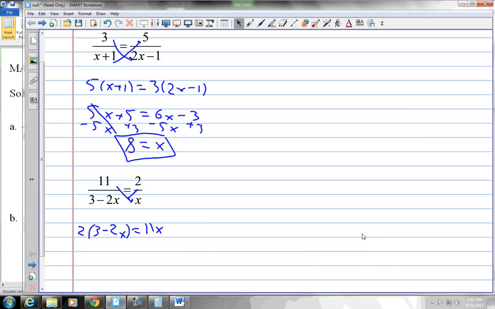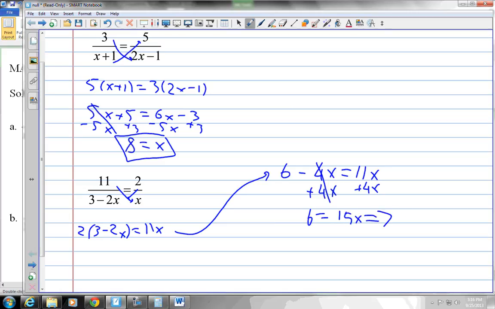So anyways, that's 6 minus 4x equals 11x. Is that right? Add 4x to both sides. 6 equals 15x. So what is x? Well, the other way around, 6 over 15, or 2/5, right? Good? Yeah.